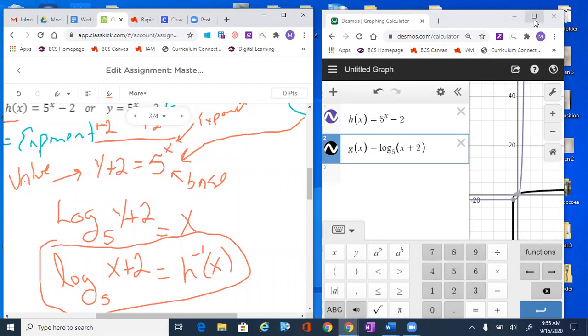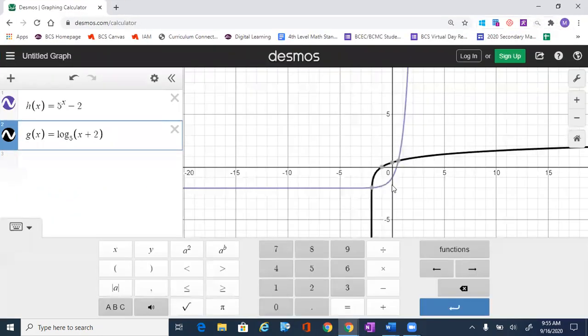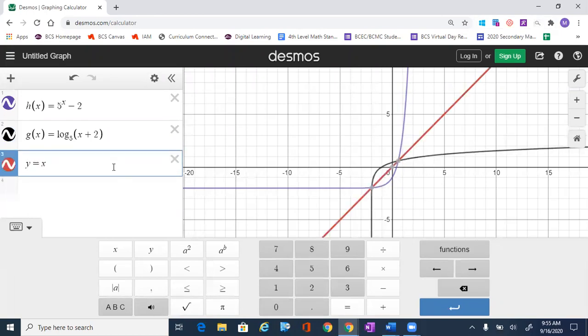Now let's come in. I've typed it in correctly. And we can look. It actually shows really nicely that it looks like they are reflections. So let's type in the line y equals x. And the purple h of x looks like a mirror image of the black g of x.